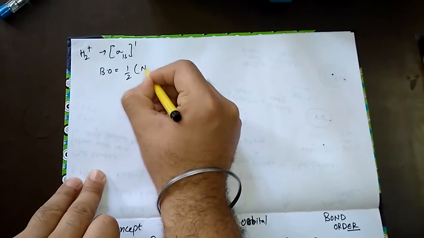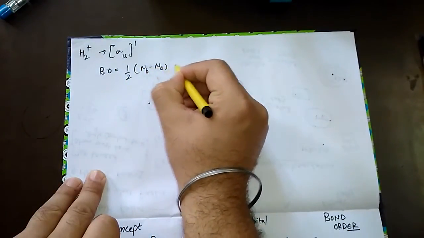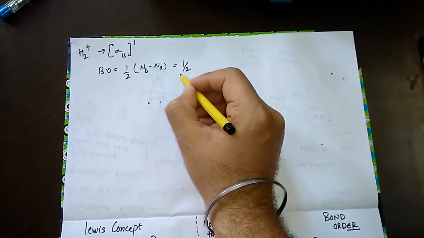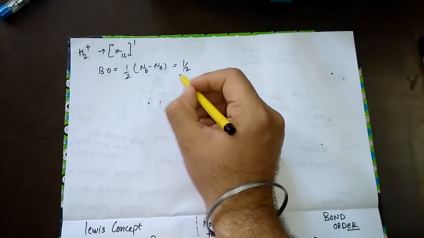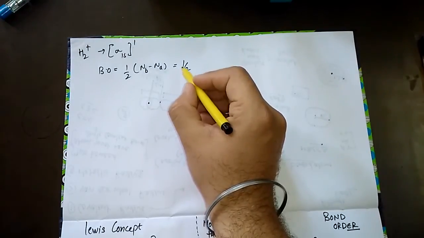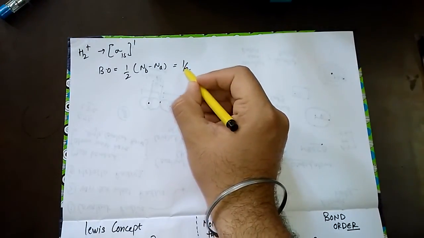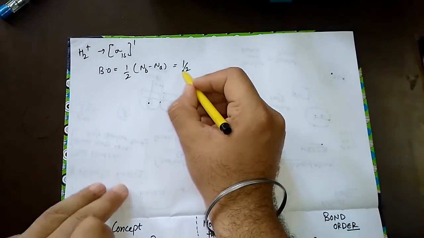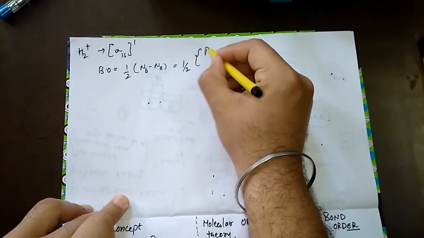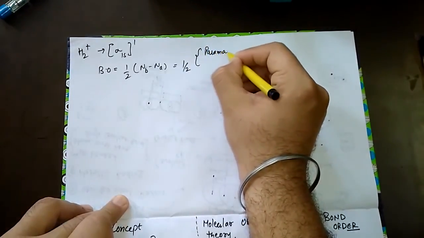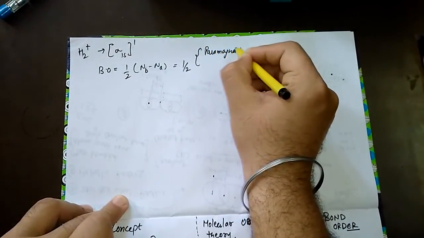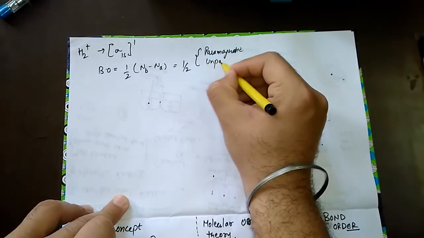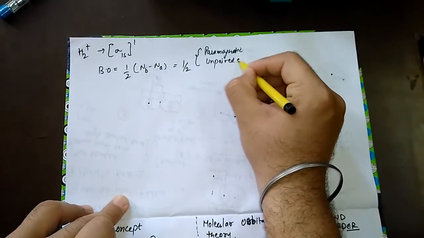The bond order will be half the number of bonding electrons minus the number of anti-bonding electrons. If we calculate the value, the overall value becomes fractional. So what about the nature? We say it is paramagnetic in nature due to the presence of unpaired electrons.